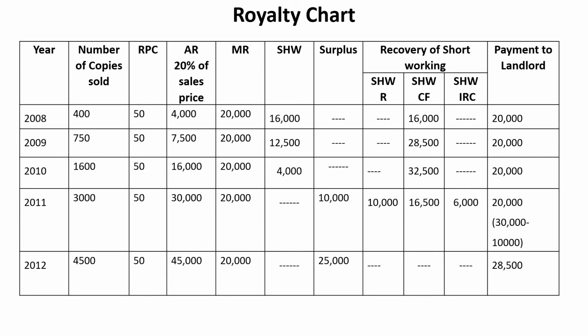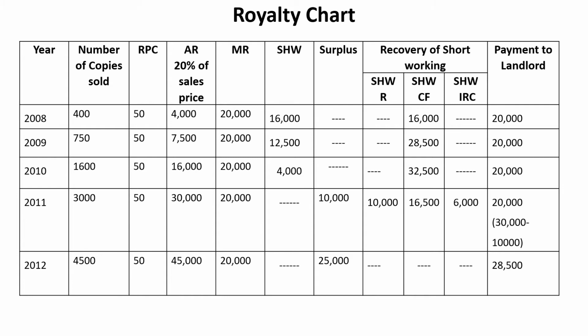Next we'll see 2011. The number of copies sold is 3,000. Royalty per copy is 50. 3,000 into 50 multiplied gives 1,50,000 as sales. So actual royalty will be 1,50,000 into 20 by 100, which gives 30,000 as actual royalty. Minimum rent is rupees 20,000.